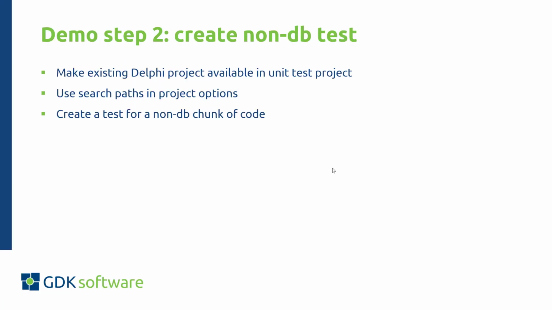If we have our unit test project running, now we can link it to our existing Delphi project and make it available for unit testing. The easiest option to do that is to use the search path in the project options, which is the easiest way to go, because otherwise you have to add a lot of files most of the time. After that, I show you some tests I created for a chunk of code not using a database.